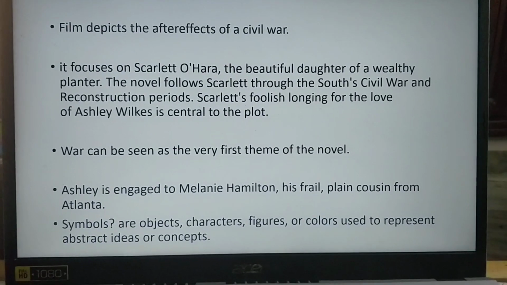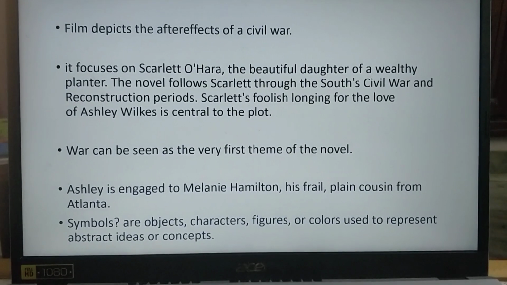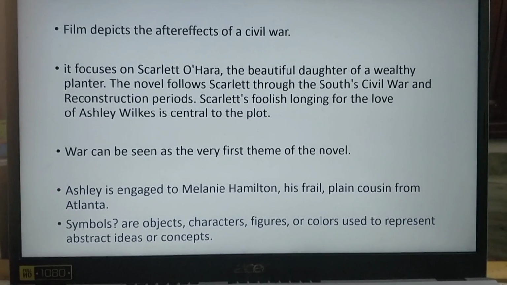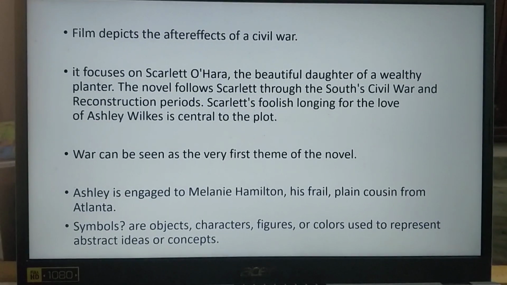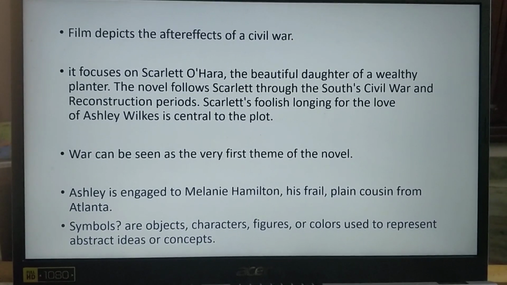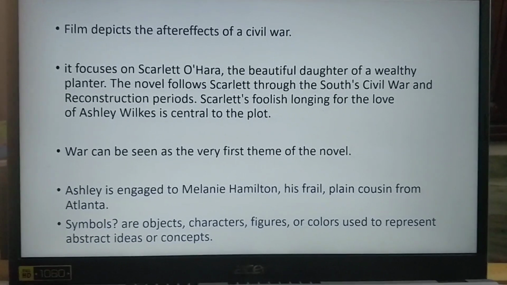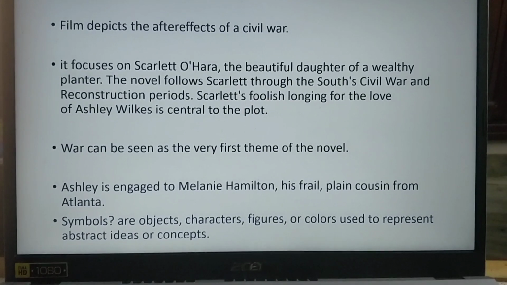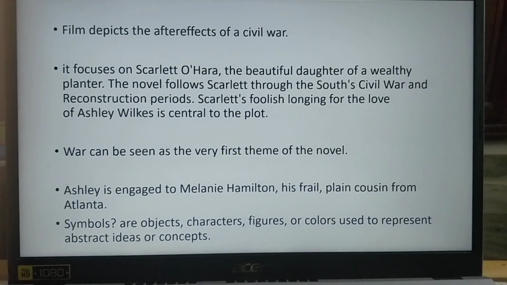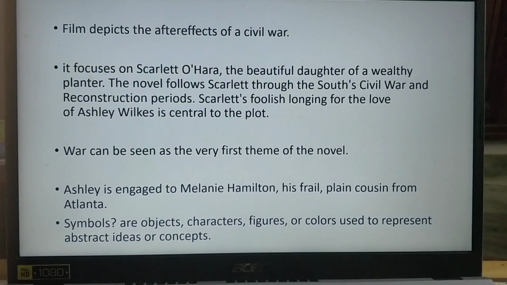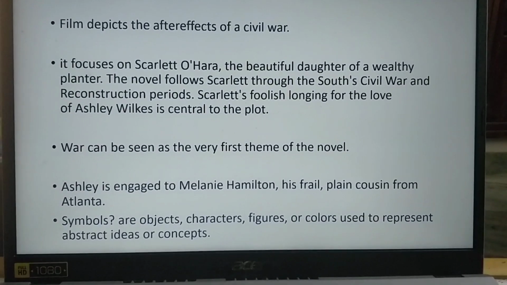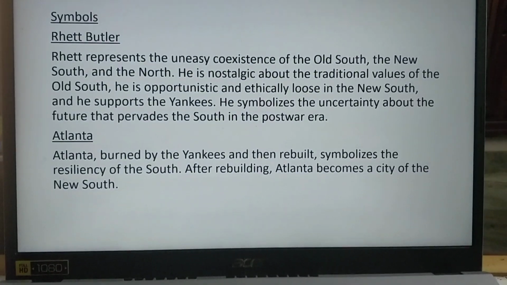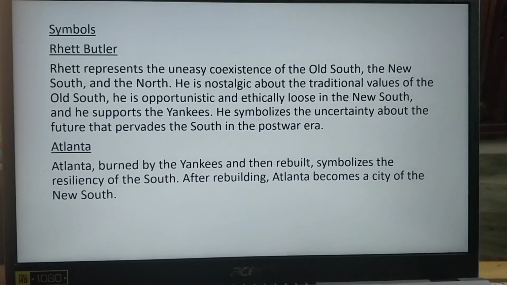Now, what are the symbols in the story? What are symbols? Symbols are objects, characters, figures in a story that represent abstract ideas and concepts. In a way, symbols help in delivering the story in a better manner. Now, what are the symbols?